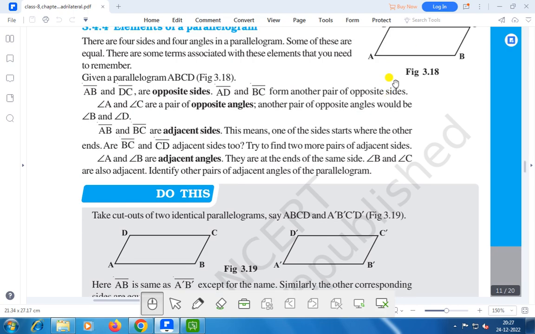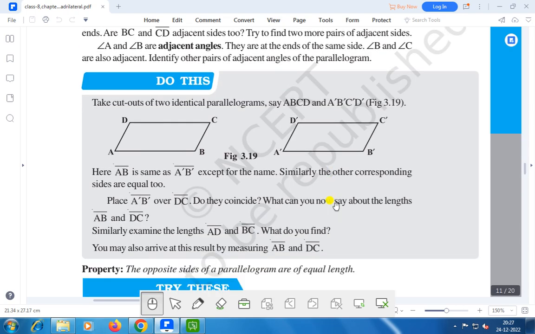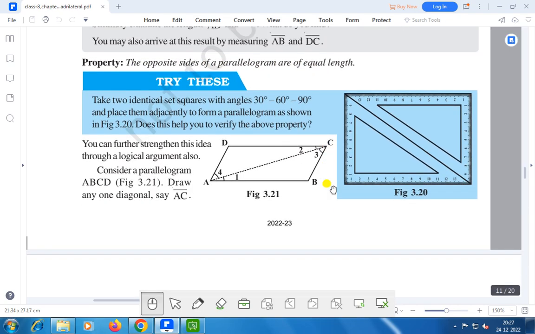Angle A and angle B are adjacent angles. They are at the ends of the same side. Angle B and angle C are also adjacent. Identify other pairs of adjacent angles of a parallelogram. Now this is the property that the opposite sides of a parallelogram are of equal length.